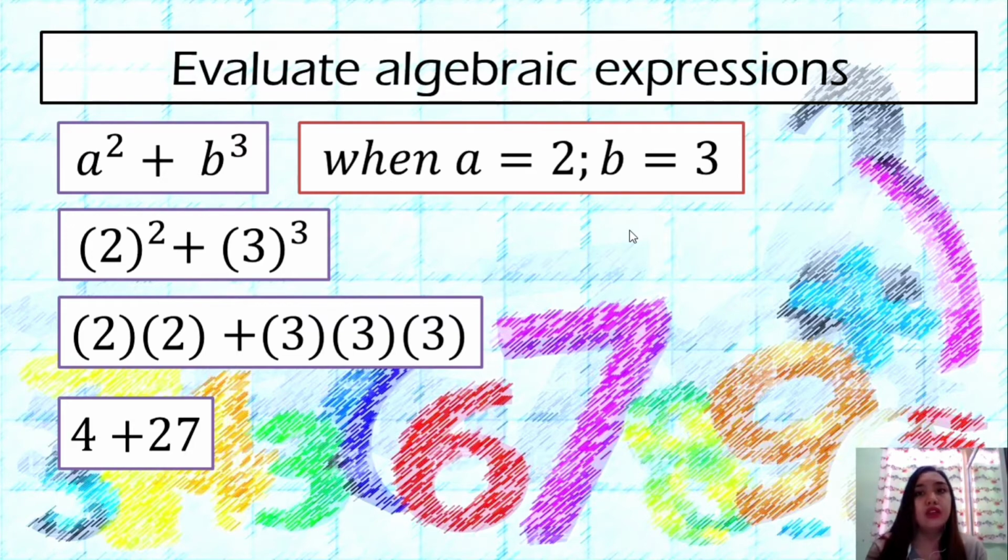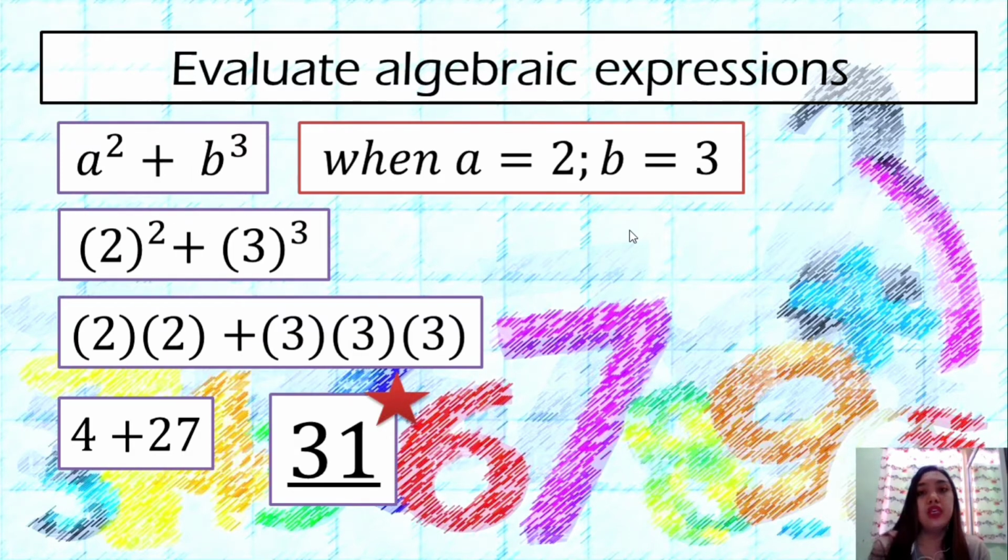No, that is not the correct answer. You will multiply simultaneously. So, 3 times 3, 9. 9 times 3, you will get 27. And what will be the final answer? If you're going to add 4 and 27, you will get 31. So, the final answer is 31.